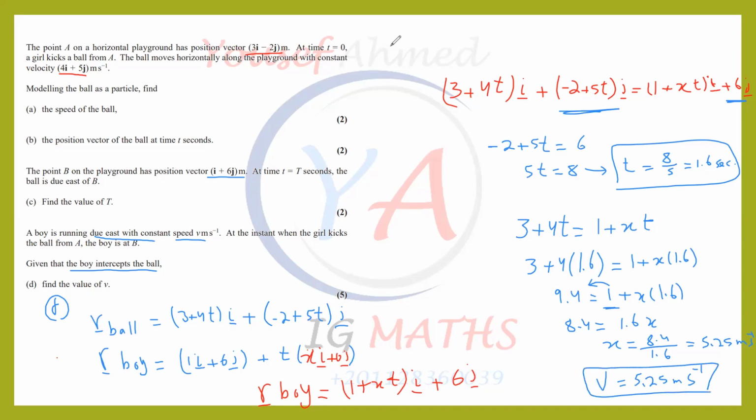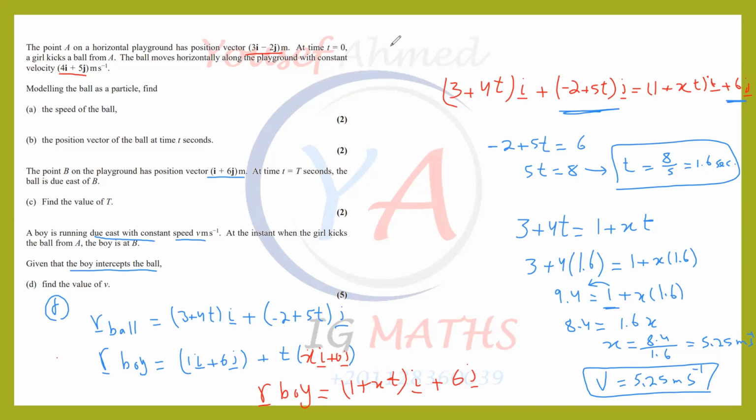So again, how did we get point D? The boy and the ball will intercept due east of B. So we have the main position vector for the ball, and for the boy, the position vector is when the boy starts from B and moves due east of B.